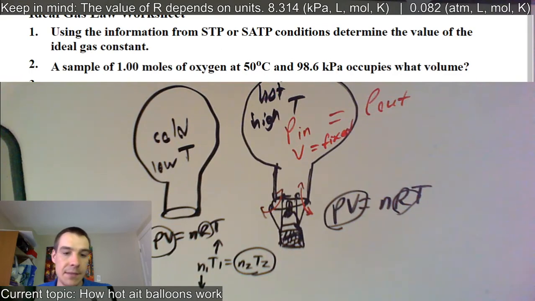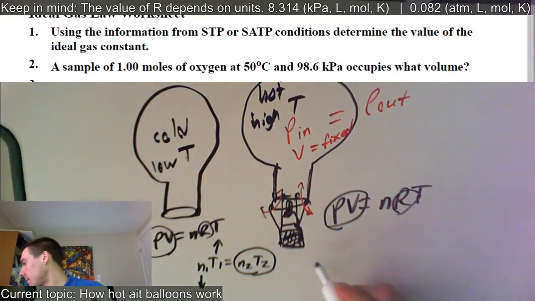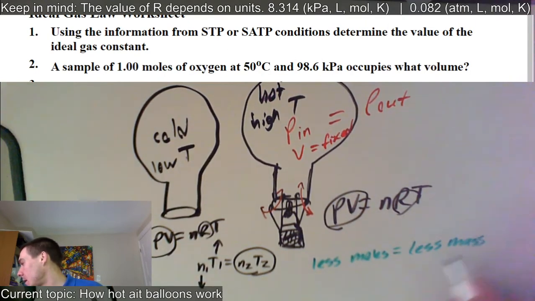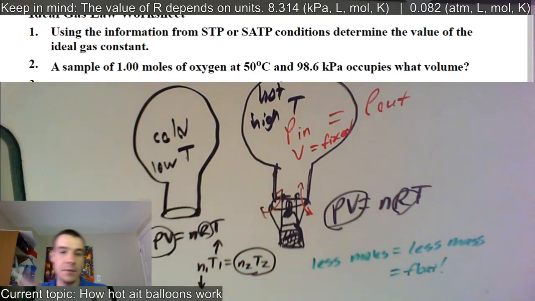Because there's fewer moles, that equals less mass, which equals float. It means you go up. So technically hot air balloons don't have to be flexible. They can be rigid, and you'll get exactly the same concept happening. So that's how a hot air balloon works.